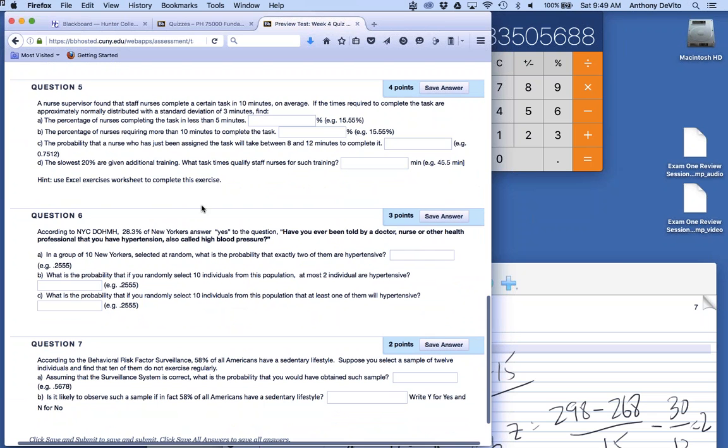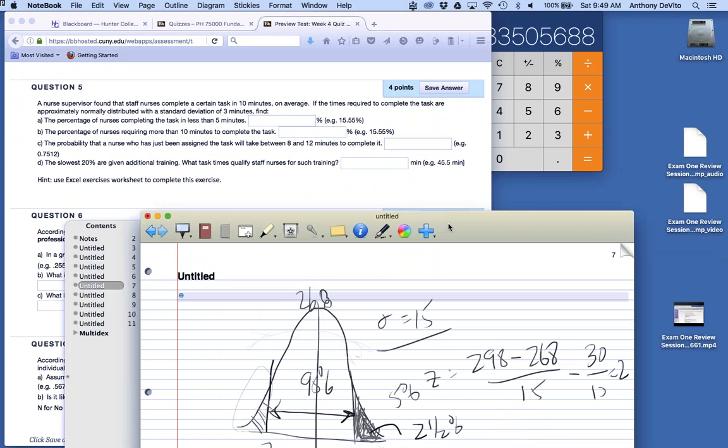A nurse supervisor found that the staff nurses complete certain tasks in 10 minutes on average. If the times required to complete the task are approximately normally distributed with a mean of 10 and a standard deviation of 3, what percentage of nurses complete the task in less than 5 minutes? That's just the way they want the answer so that it self-grades.